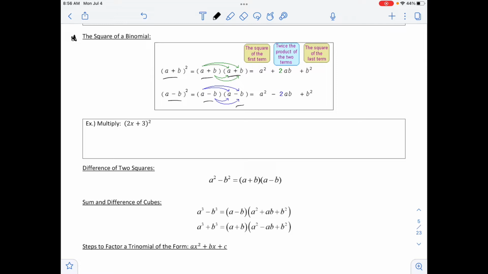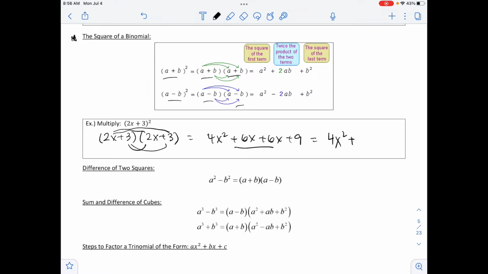So we have an example right below that says multiply 2x plus 3 squared. You can use those special formulas up above, but most students don't have those memorized. They just go ahead and write 2x plus 3 twice and then FOIL. So we have 2x times 2x, which is 4x squared, 2x times 3, which is 6x, 3 times 2x, which is 6x, and 3 times 3, which is 9. Again, combining those middle terms, you're going to end up with 4x squared plus 12x plus 9.